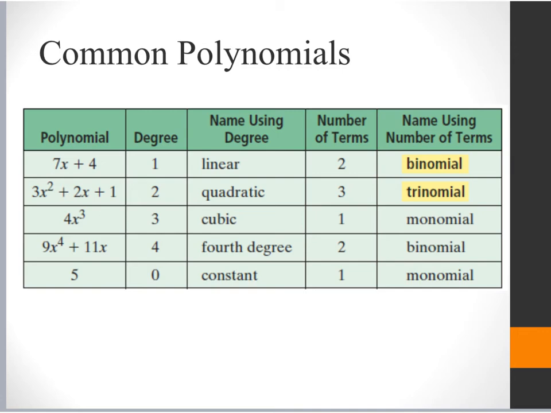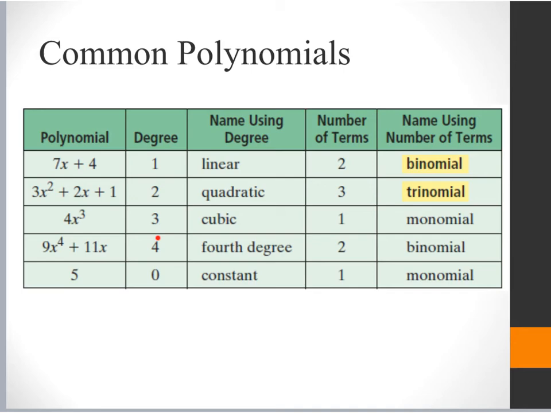Now with a cubic function, this is a third degree polynomial. Here you can see our highest degree is raised to the 3rd power. Now a cubic function can have up to 4 terms, but in this example, it's only got 1 term. Remember, if it has 1 term, then it's considered a monomial. So this is just an example.